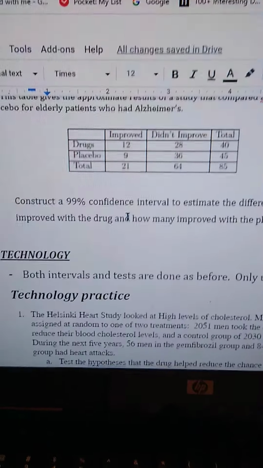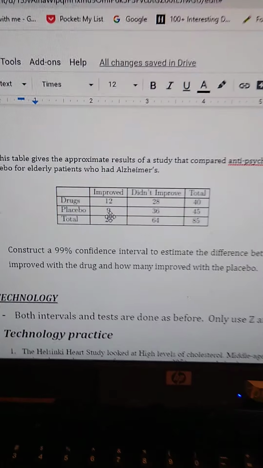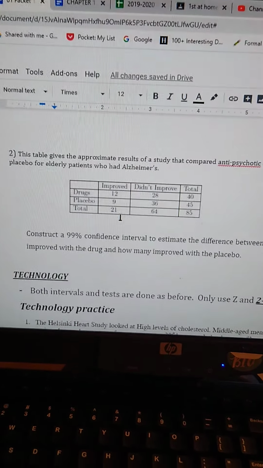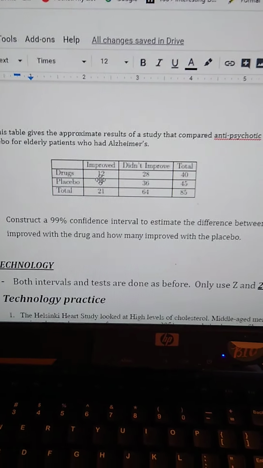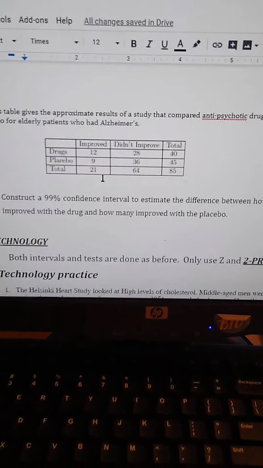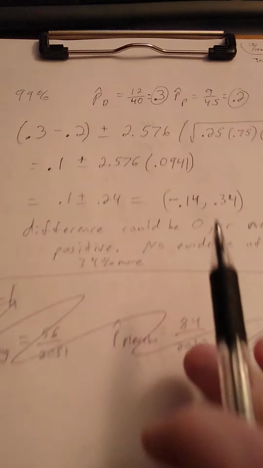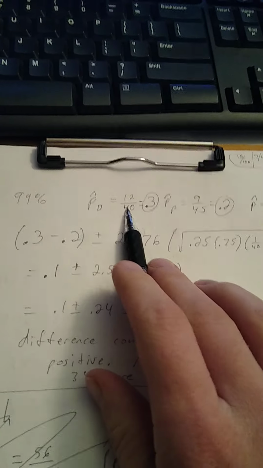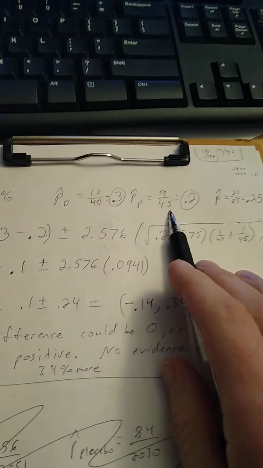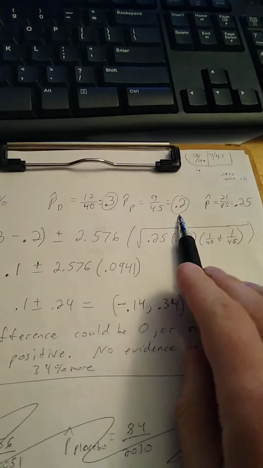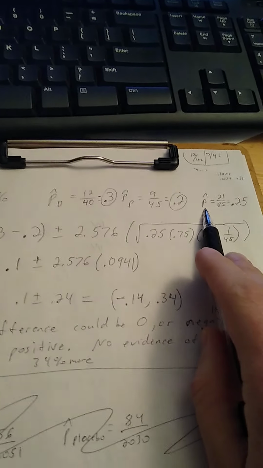Second one, testing a drug to see if it helped improve patients who had Alzheimer's. 12 out of 40 improved with the drug, 9 out of 45 improved with the placebo, and it asked for a confidence interval. First of all, the drug proportion, 12 out of 40. Placebo, 9 out of 45. 30%, 20%. Is that a big enough of a difference?